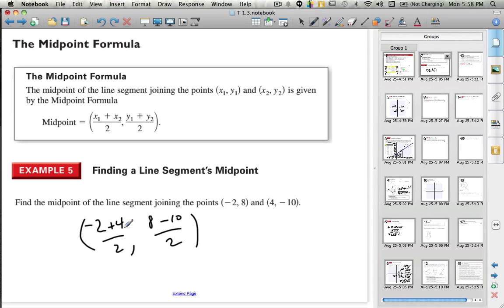Negative 2 plus 4 is 2. 2 divided by 2 is 1. 8 minus 10 is negative 2. Negative 2 divided by 2 is negative 1. So this would be the midpoint of the line segment that has these ends. So again, super easy to use. We often use distance and midpoint to find parts of conic sections, so they're an important part of creating different graphs.